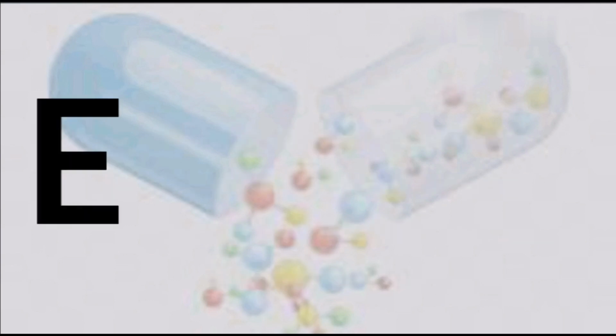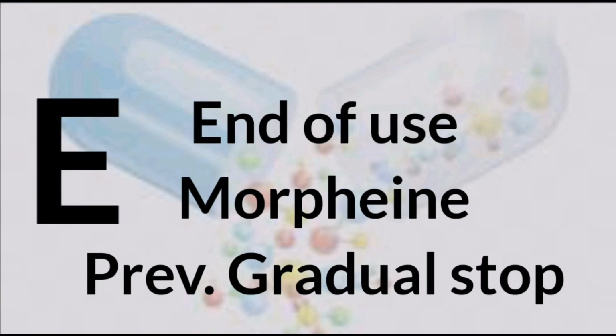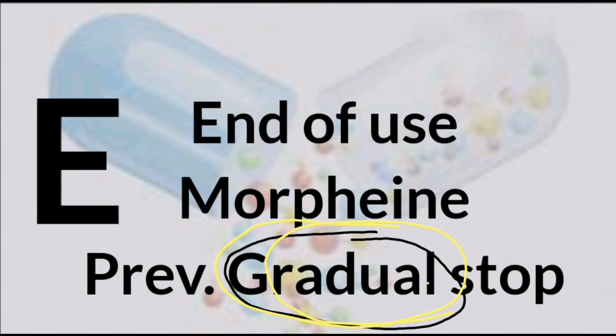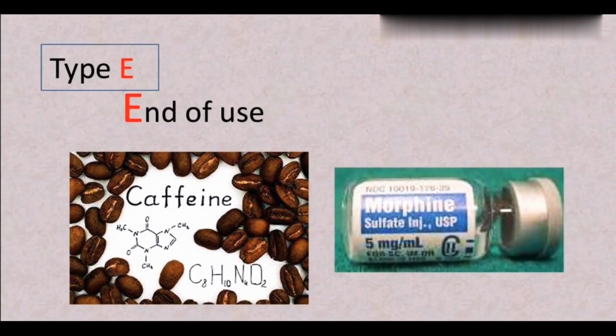Type E adverse effects are for end-of-use reactions when certain drugs are suddenly stopped. And type E reactions are prevented by gradual stop of these drugs.